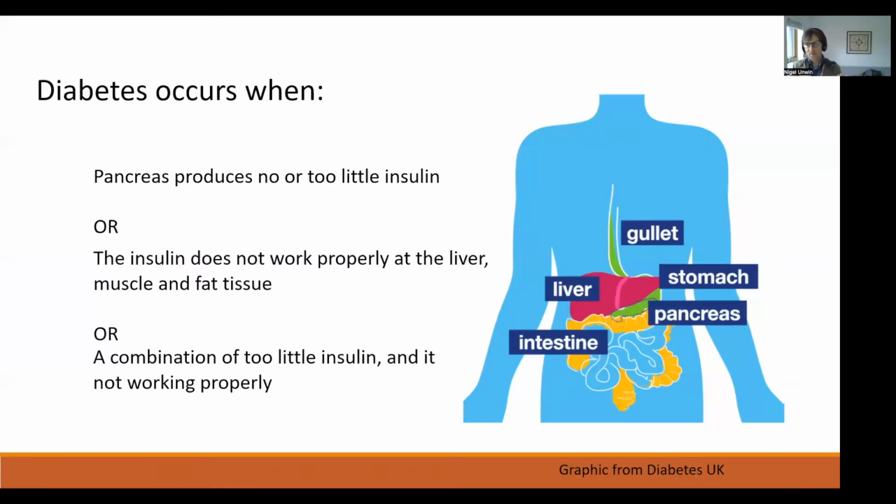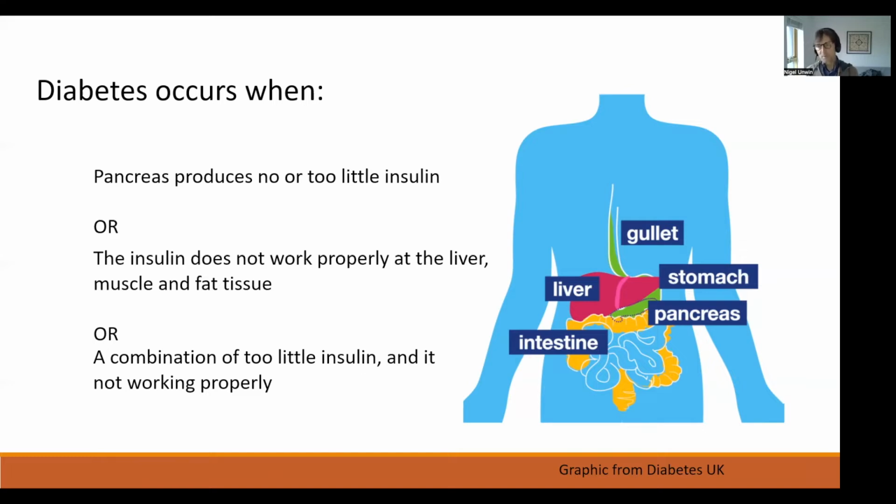So this is a little graphic. I've taken this from Diabetes UK, one of their presentations. And the key organ, I'm sure many people are aware, is the pancreas. So that sits just under the stomach. It sits right at the back of the abdomen. So it's underneath most of the gut. It's at the back of the abdomen. And the pancreas has a key role. It produces digestive juices that get injected into the small intestine. So that's one role.